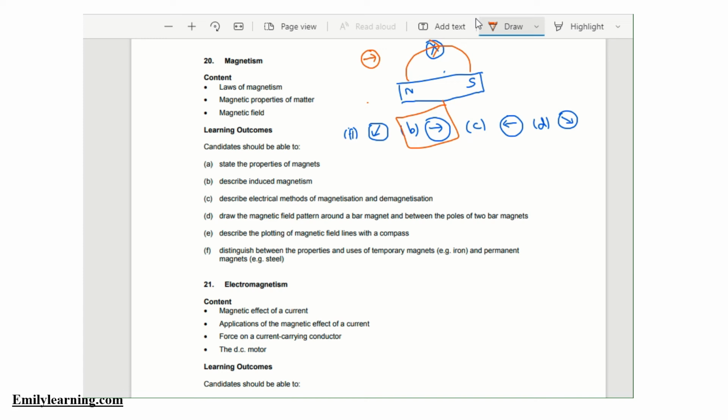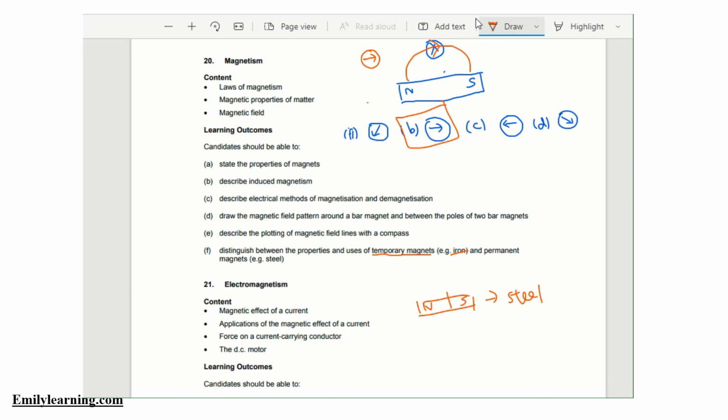Lastly, let's look at part F, where you are asked to distinguish between the properties and uses of temporary and permanent magnets. For your syllabus, you need to know that iron is usually used to make temporary magnets, and permanent magnets are usually made of steel. Temporary magnets like iron are made of soft iron material, and these materials are easily magnetized and demagnetized. Permanent magnets are not easily magnetized, but once they are magnetized, they retain their magnetism for a longer period of time. So iron is usually used for applications where you need temporary magnets, and for permanent magnets, you will use steel. If I want to make a bar magnet, I will definitely use steel because I need this to be a permanent magnet all the time. It will still be a magnet, no matter what.